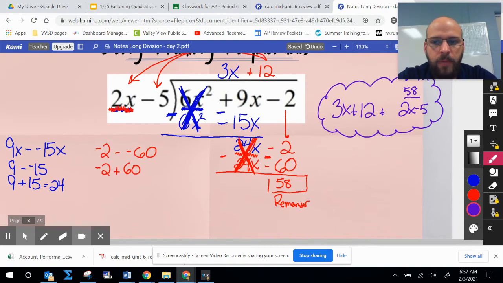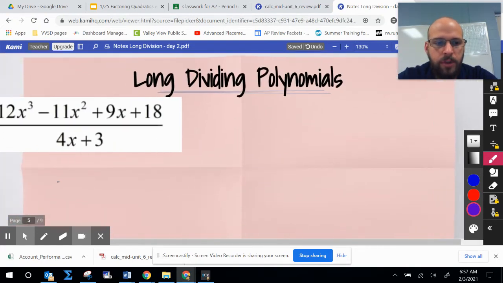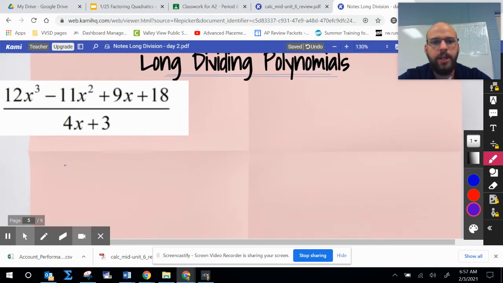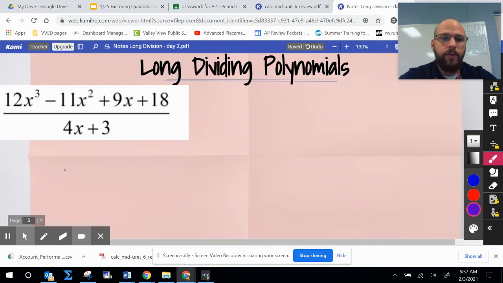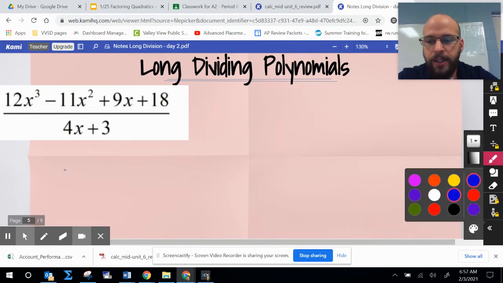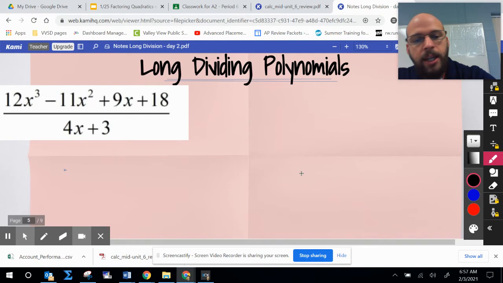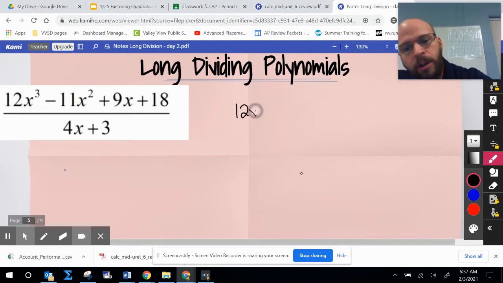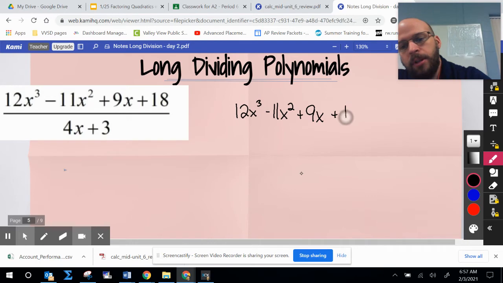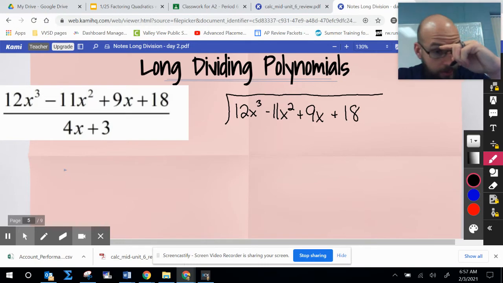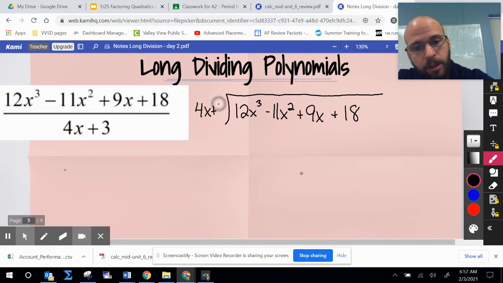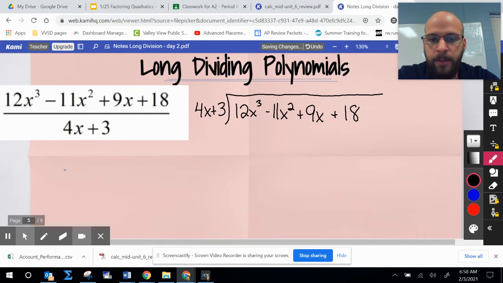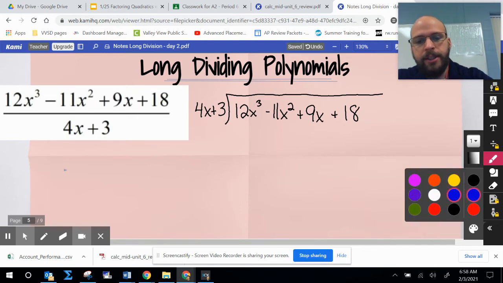All right, so let's do another one. Dividing can also be represented with a fraction bar. If I have a fraction, that's still dividing. So I want to actually divide these two things. I'm going to take 12x cubed minus 11x squared plus 9x plus 18 and divide that by 4x plus 3. Let's go through this process step by step.